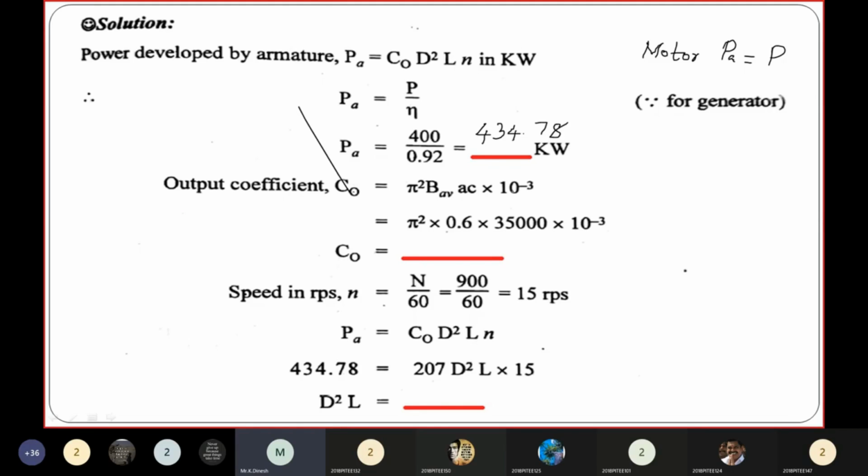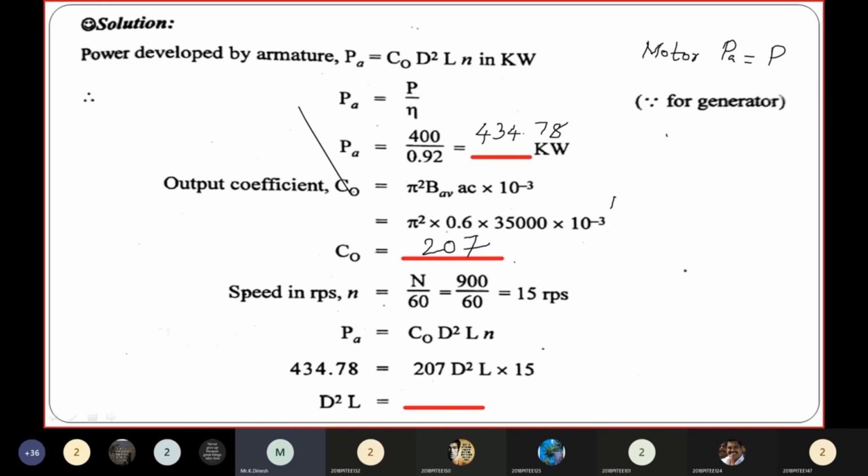So next one is my C naught, equal to pi square B average A C into 10 power minus 3. Pi square, we know, 0.6, 35,000 into 10 power minus 3. Substitute pi square into 0.6 into 35,000 into 10 power minus 3. So I am getting 207.26. I am approximating to 207. Now my C naught should be 207 and N should be 900 rpm divided by 60, so you get speed as 15 rps.